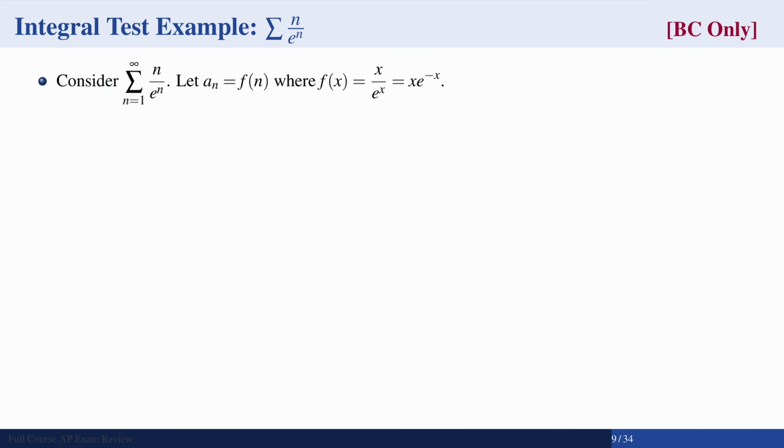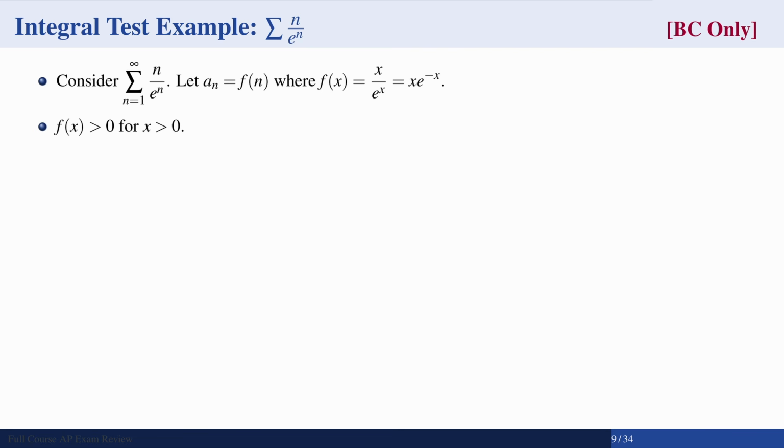Let's take a look at an integral test example. So we're going to do the sum of n over e to the n. So we have that sum, and we're going to say a sub n is equal to f of n, where f of x is x over e to the x, or x e to the negative x for the purpose of taking derivatives.